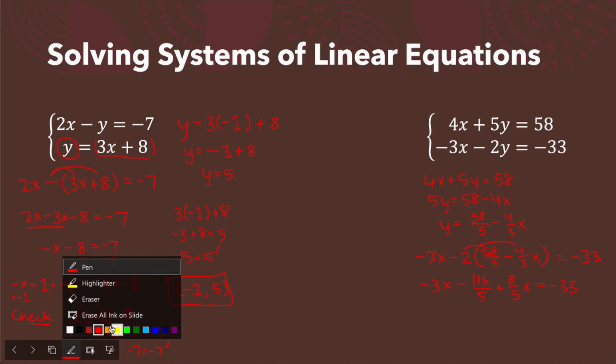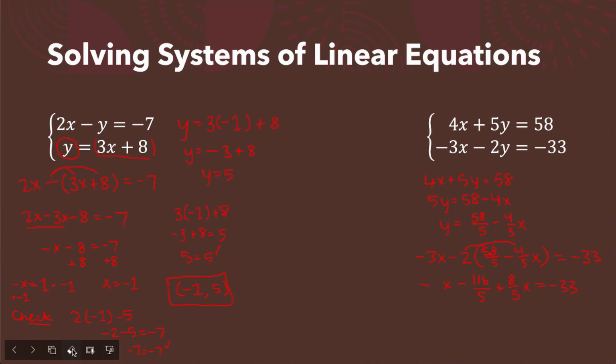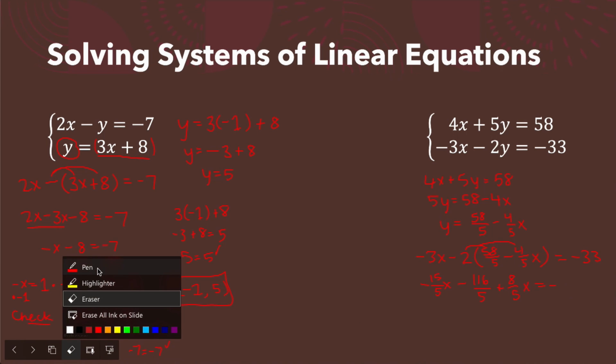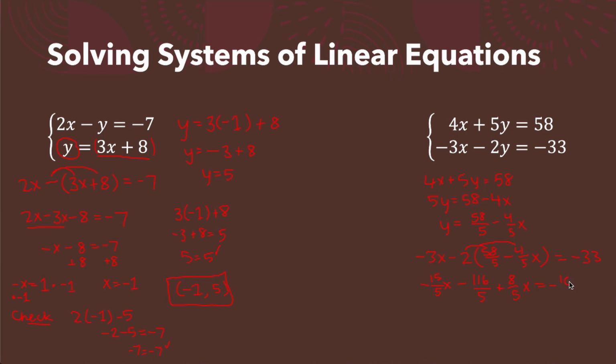So, -3x is equal to -15/5x, and -33 is equal to -165/5. So now we can add these together and we can add these together.